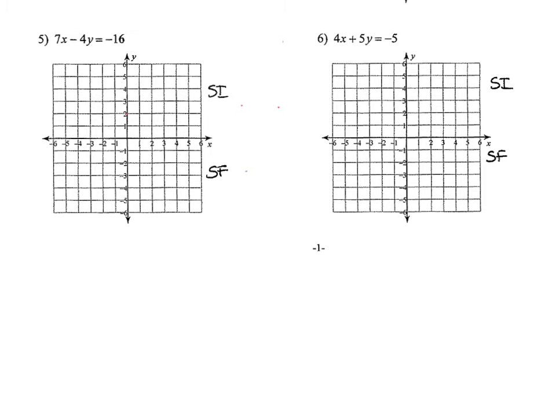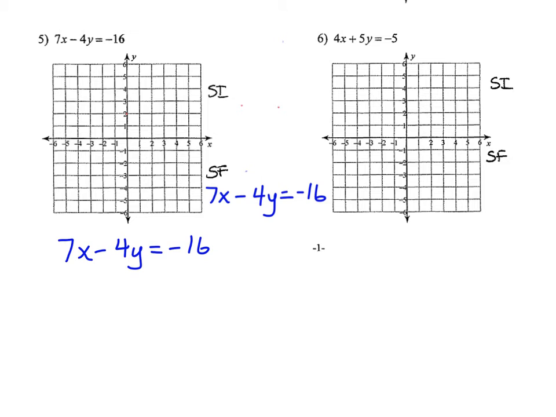And now we have a question like number 7. Number 7 is already in standard form. It's 7x minus 4y equals that constant of negative 16. So it's already in standard form. I don't know what this looks like, but I can graph it if I solve for y, if I put it into that slope-intercept form. So I'm going to do the opposite now. I'm going to solve for y. 7x minus 4y equals negative 16.